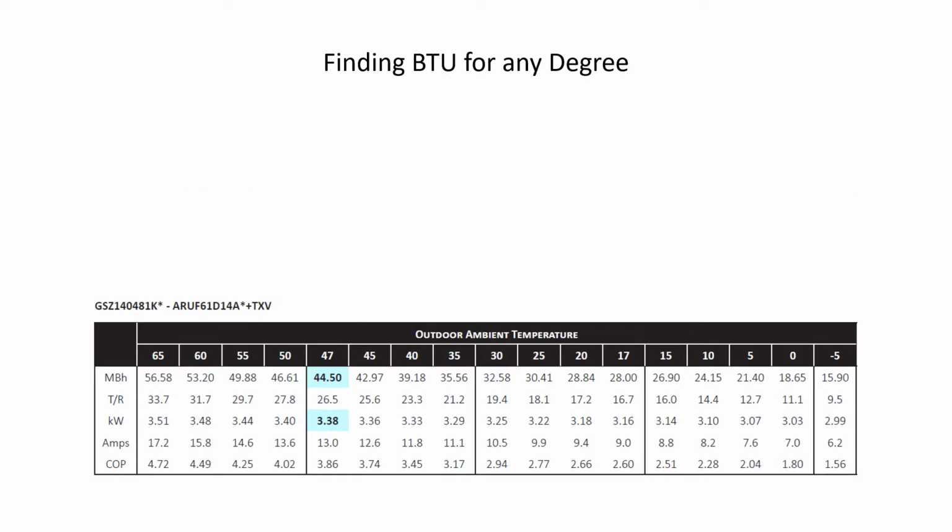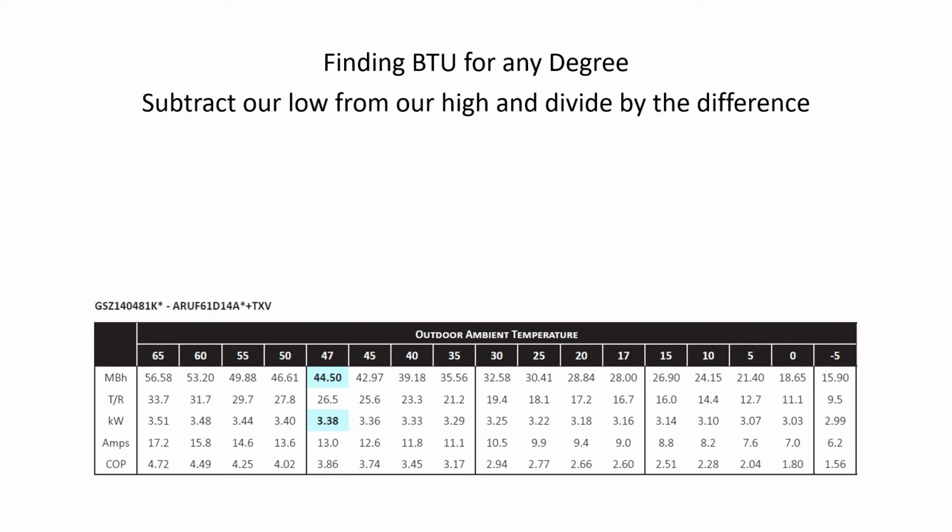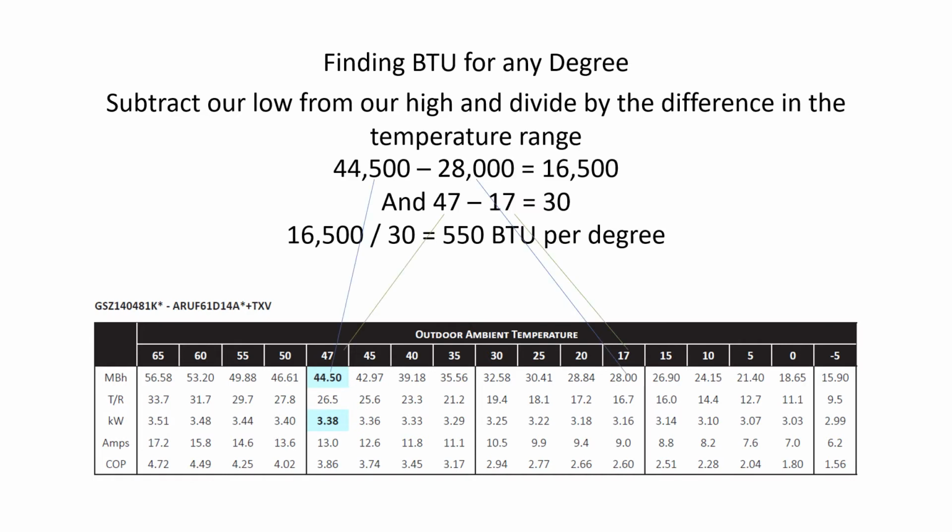And now a little more math, finding the BTU for any degree. So we're going to subtract our low from our high and divide by the difference. So we'll do that in a few spots. Our high output is 44,500. Our low output is 28,000. The difference is 16,500. And the temperature at 47, subtract 17 for the low, is a 30-degree difference. So our 16,500 difference divided by our temperature difference of 30 is 550 BTUs per degree.